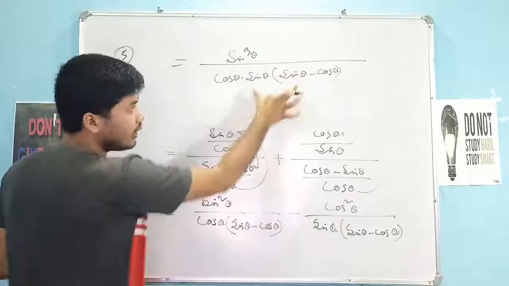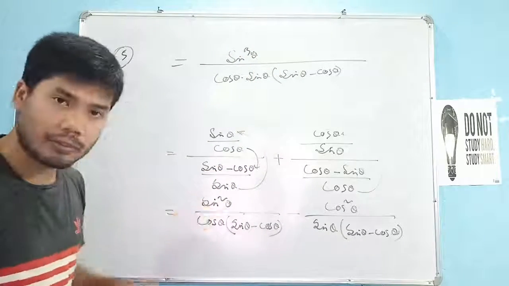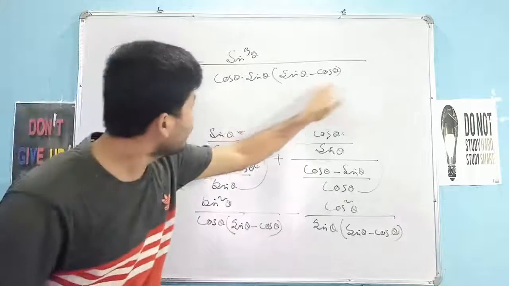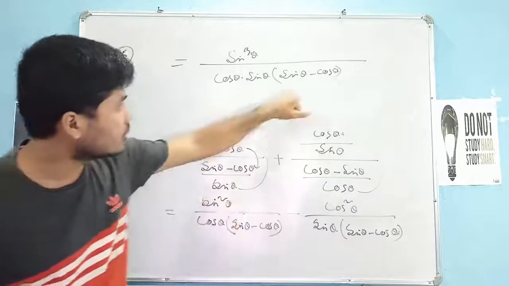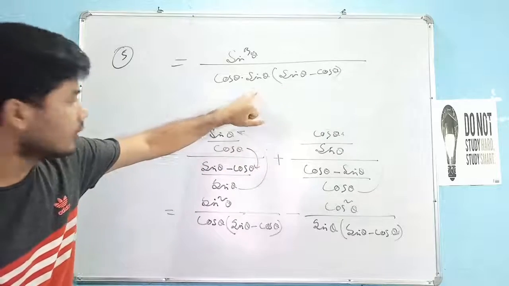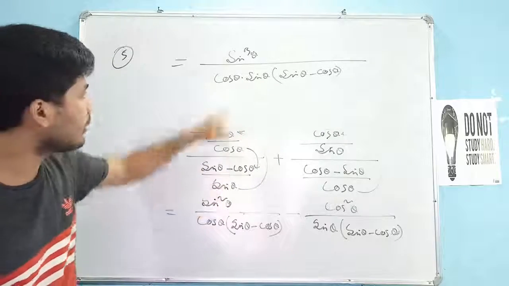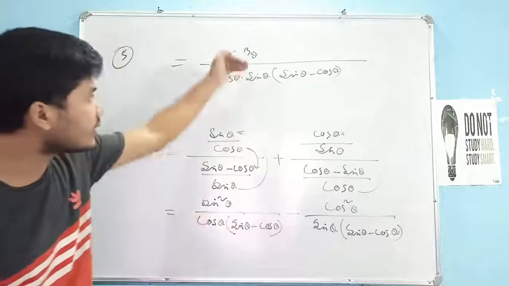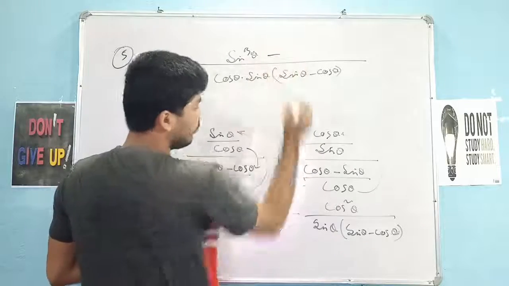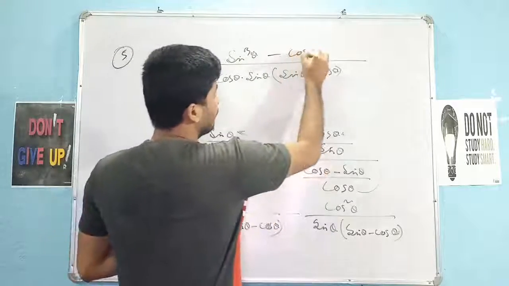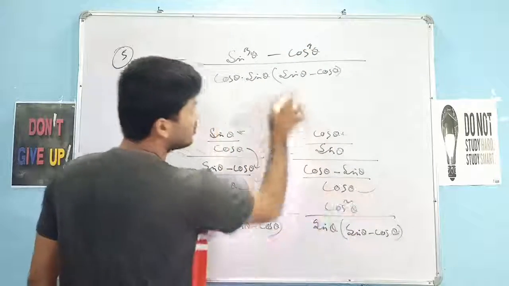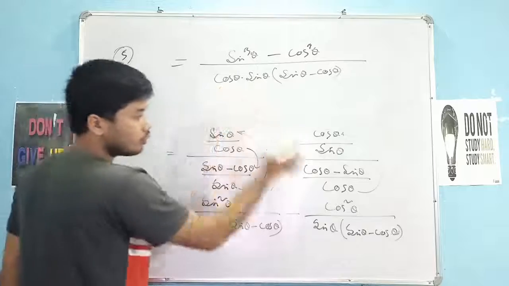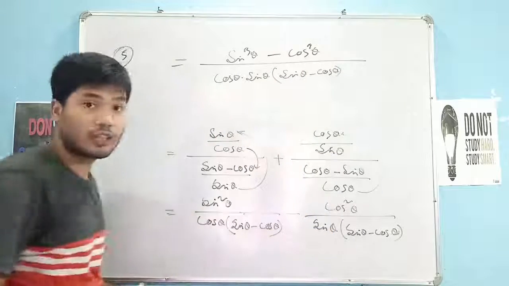We divided the LCM by the denominator, and the result we will multiply with the numerator, right? Cos theta cancels, sin theta minus cos theta cancels, we have sin theta here. So sin theta to the numerator must be multiplied, therefore sin theta into sin square theta, that is sin cube theta. Similarly here we will get cos cube theta. Look at here, sin theta is cancellable, sin theta minus cos theta is cancellable, therefore we have cos theta. So cos theta into cos square theta, that is cos cube theta.